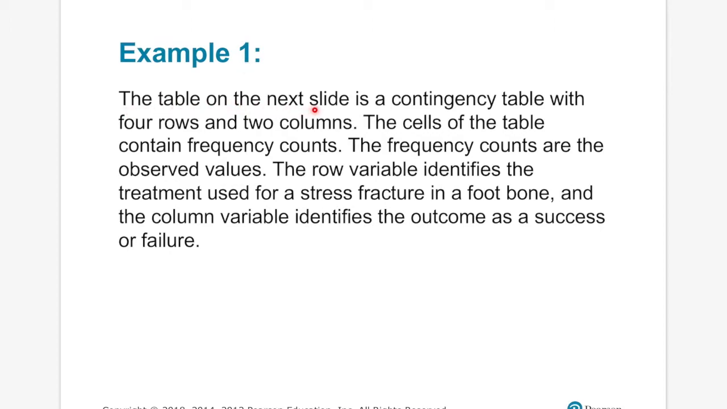Example 1. The table on the next slide is a contingency table with 4 rows and 2 columns. The cells of the table contain frequency counts. The frequency counts are the observed values. The row variable identifies the treatment used for a stress fracture in a foot bone, and the column variable identifies the outcome as success or failure. We have 2 variables. The first one is the treatment that we use, and the second one is the outcome, either success or failure.